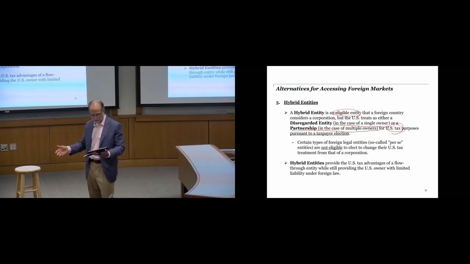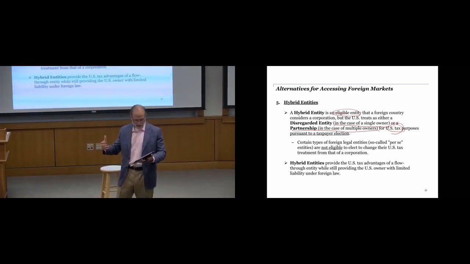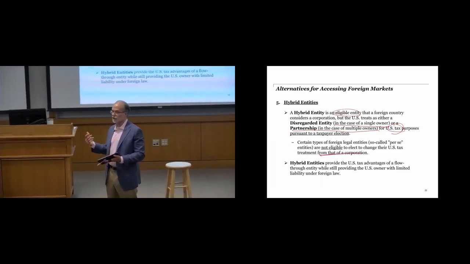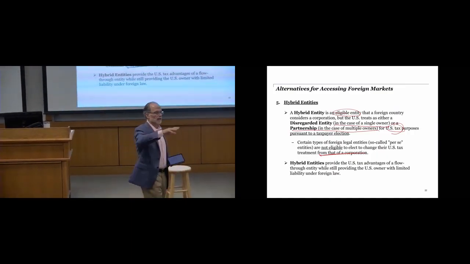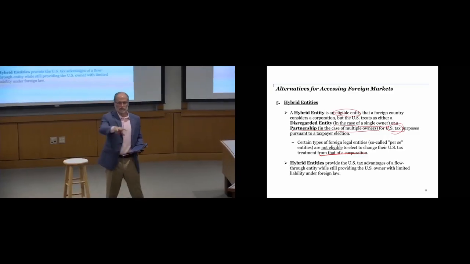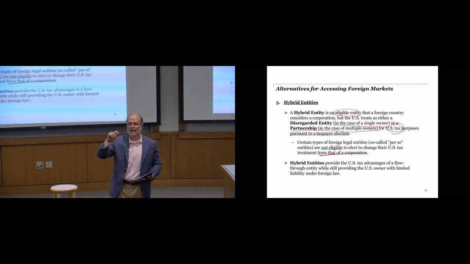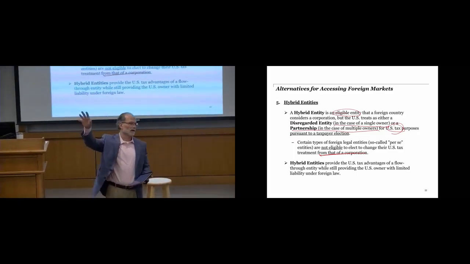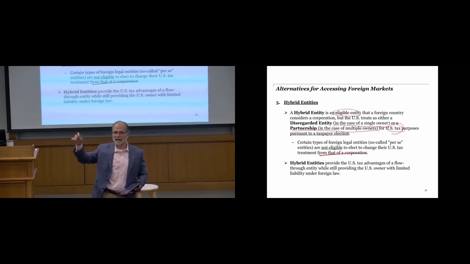So certain types of foreign entities, what we call per se entities, are not eligible to elect to change their U.S. tax classification other than as a corporation. So the U.S. regulations have a laundry list of countries and who these per se entities are that you cannot treat other than as a corporation. I like to think of that list as the top of the food chain. They are the highest level of corporate form in that country in which you're doing business.